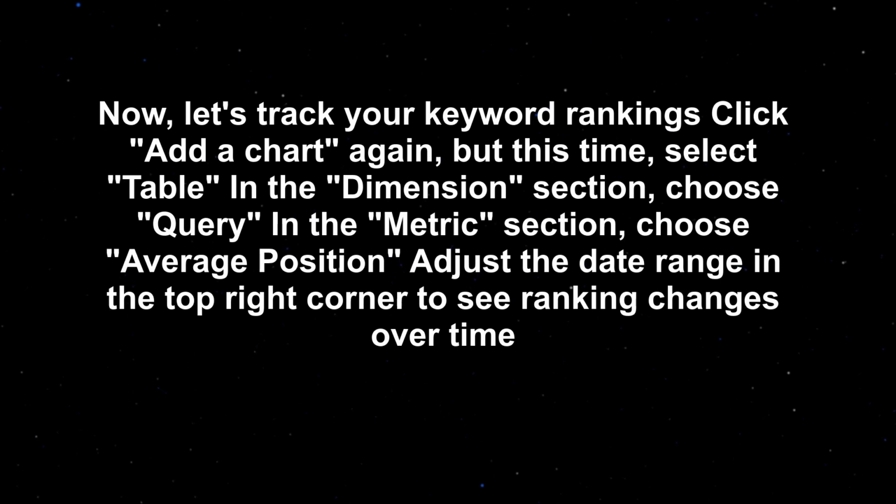Now, let's track your keyword rankings. Click Add a chart again, but this time, select Table. In the Dimensions section, choose Query. In the Metrics section, choose Average Position. Adjust the date range in the top right corner to see ranking changes over time.